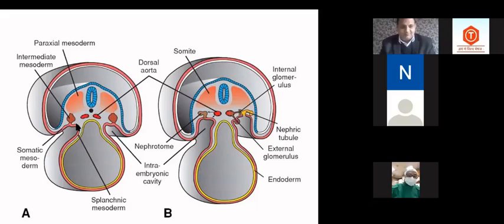Fine. So today our main concern is the intermediate mesoderm, from where the genital and the urinary systems are going to develop. In this diagram, the mesoderm is here, and the gonadal ridge will also develop here, and they will give rise to the genitourinary system.